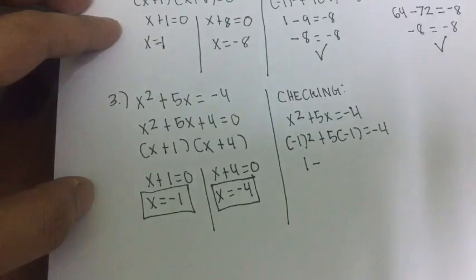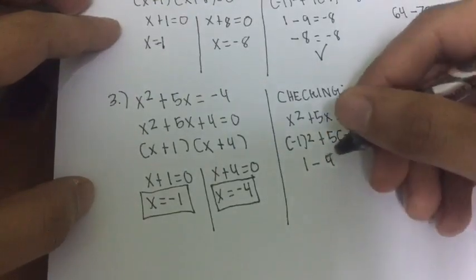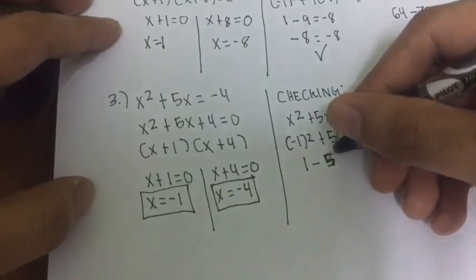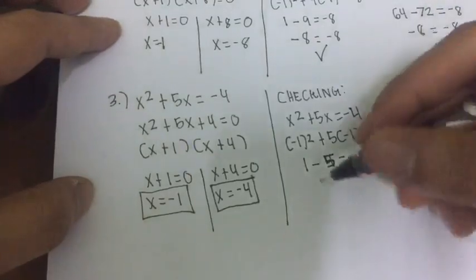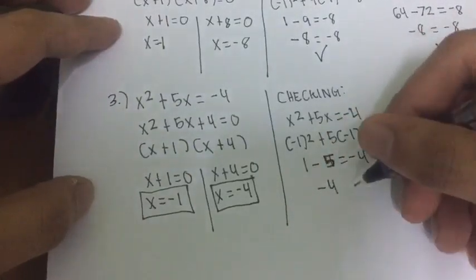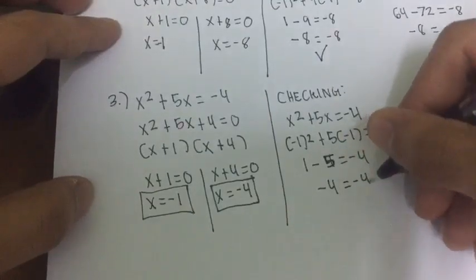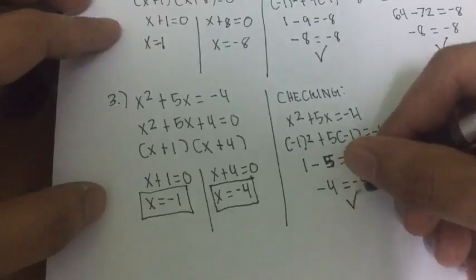negative 5. Sorry, negative 5 equals negative 4. 1 minus 5 is equal to negative 4. Negative 4. It's the same. Means it's correct.